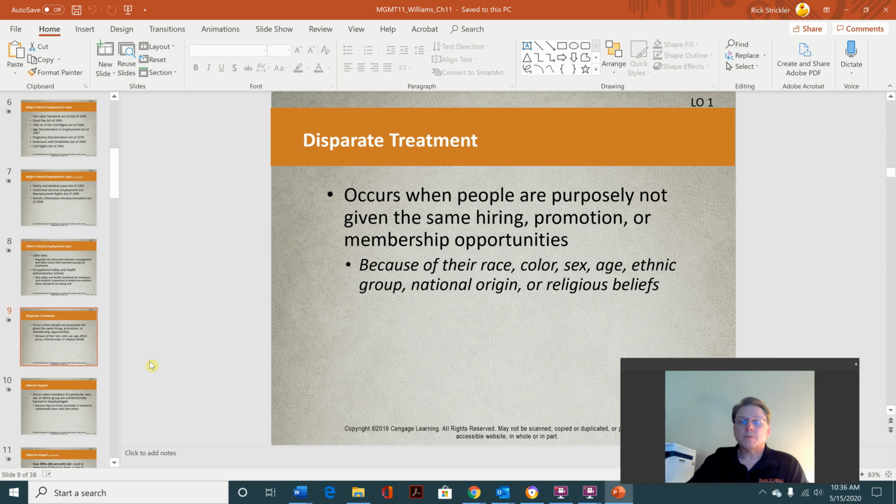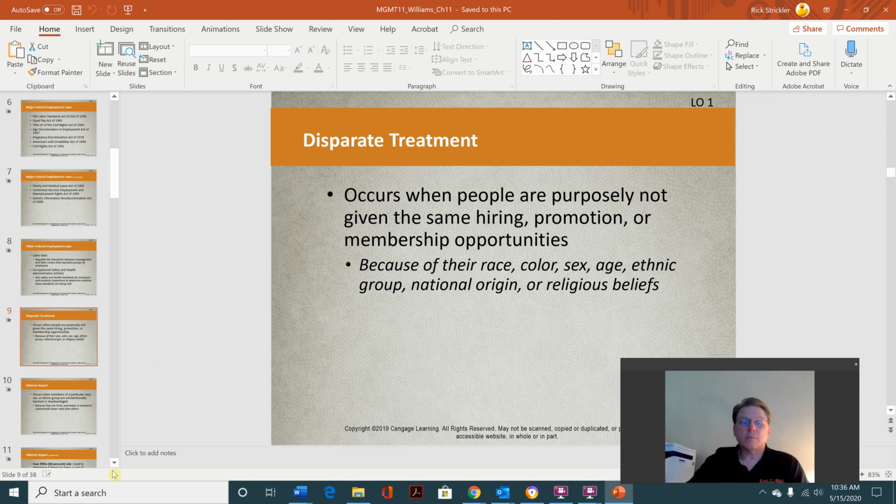Disparate treatment occurs when people are purposely not given the same hiring, promotion, or membership opportunities because of their race, color, sex, age, ethnic group, national origin, or religious belief.